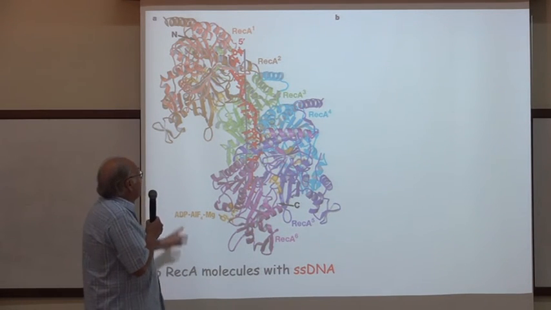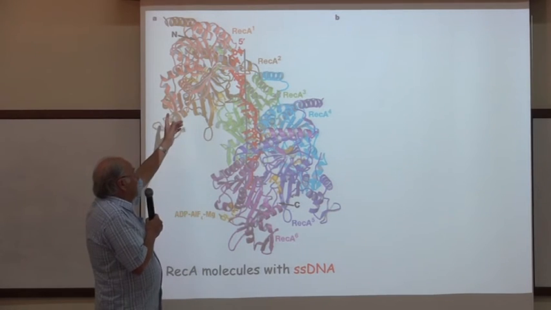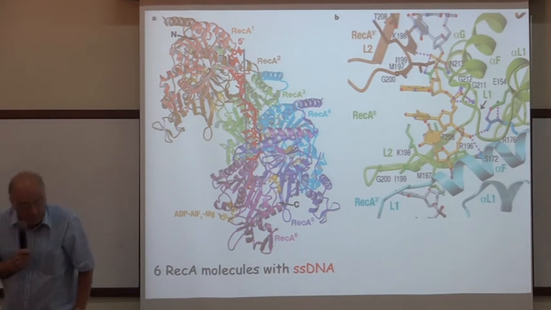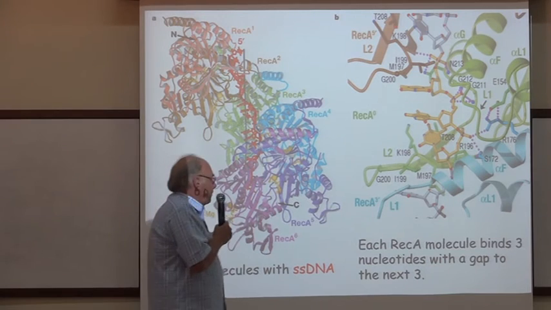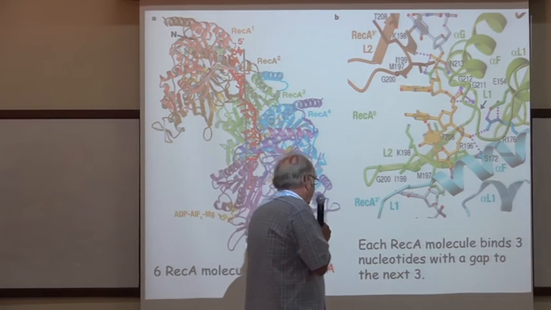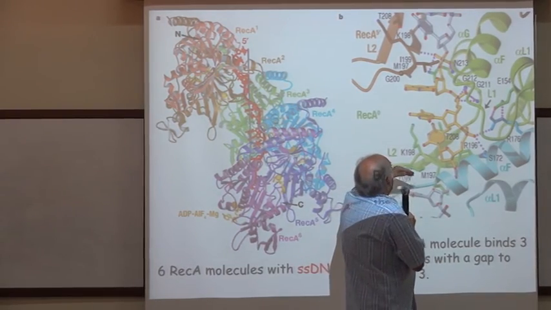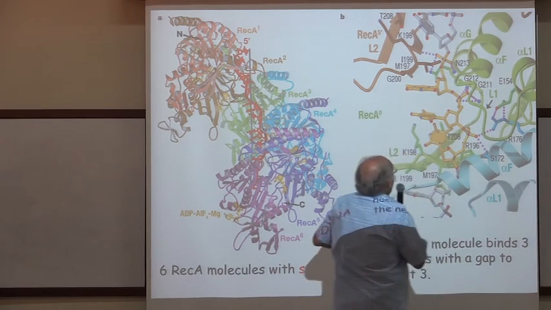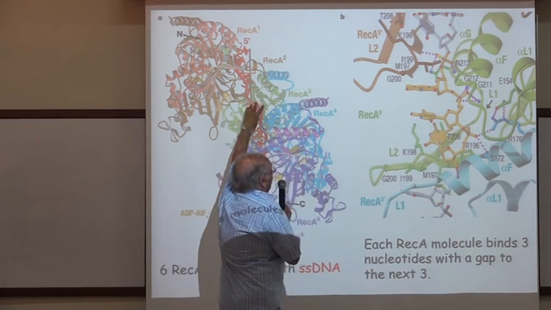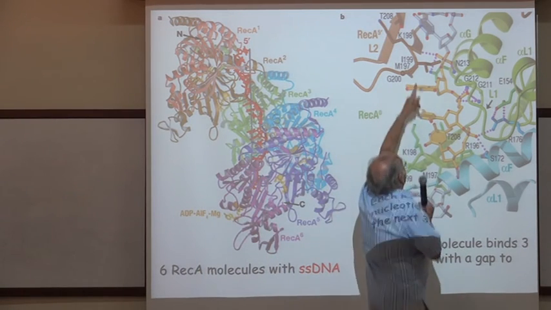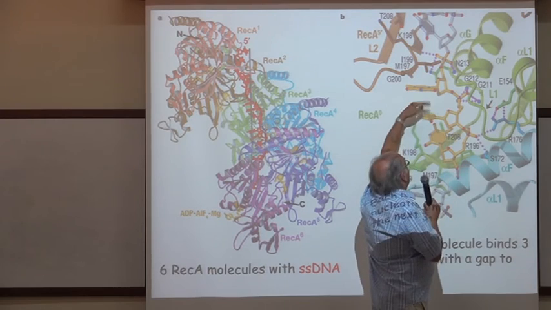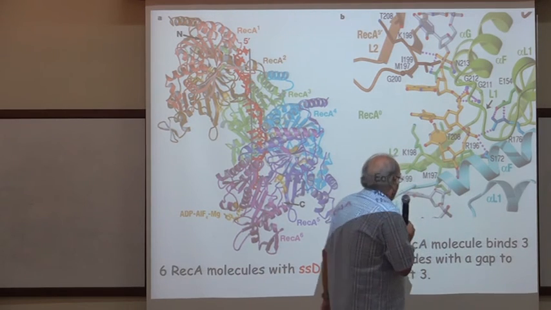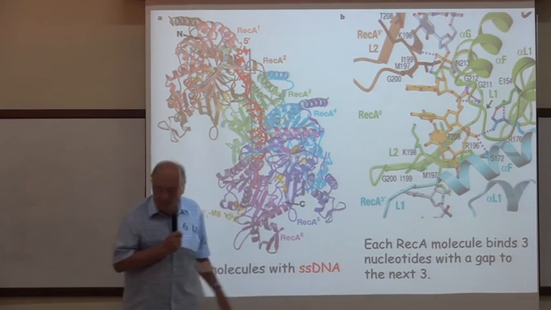Okay, so this is the way the hexamer of RecA is organized with the DNA. And each RecA molecule binds 3 nucleotides with a gap to the next. So here you see the 3 yellow nucleotides bound to the green domain. I suppose this would be here. And then there's a gap up to the next nucleotide, a fairly large gap, and also there's a gap which is not shown in this picture down to the next domain before, lower down.